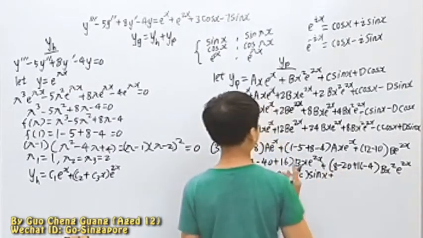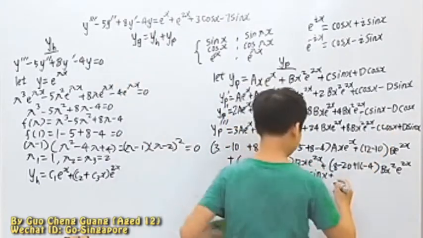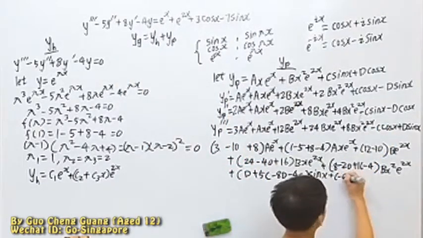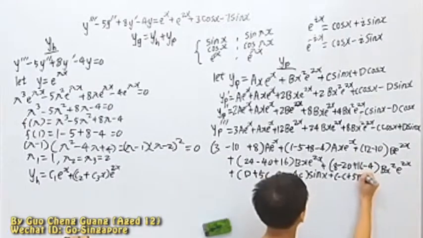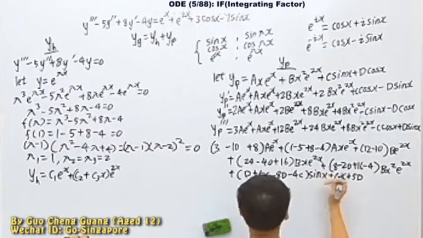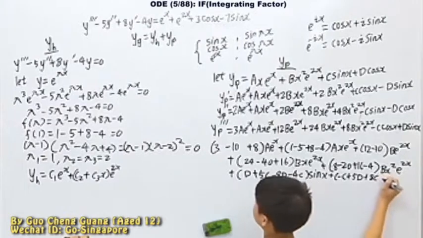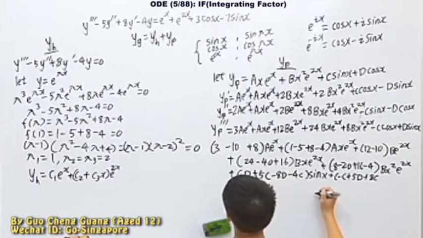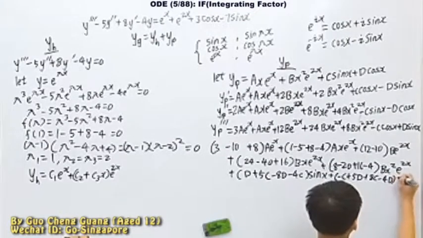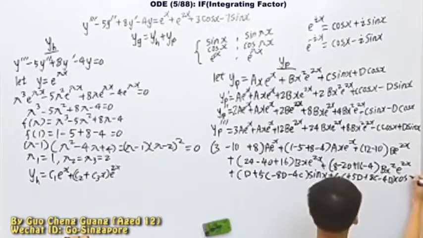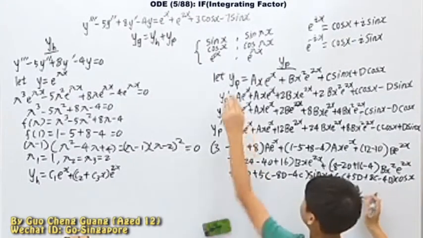Then after that is for cosine. Cosine, negative c. Negative c, negative. Okay, plus 5d. C is plus 8c. Then after that is minus 4d. And this is for cosine x. Then after that, this is equal to that whole thing.